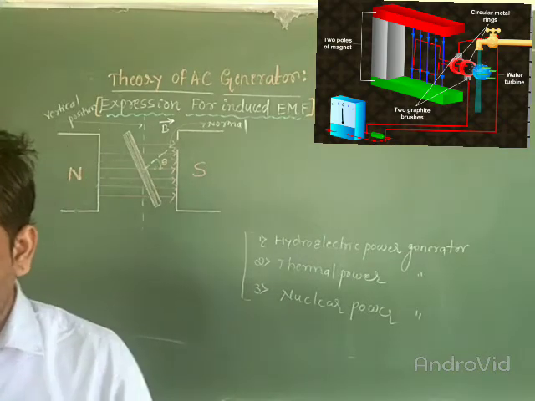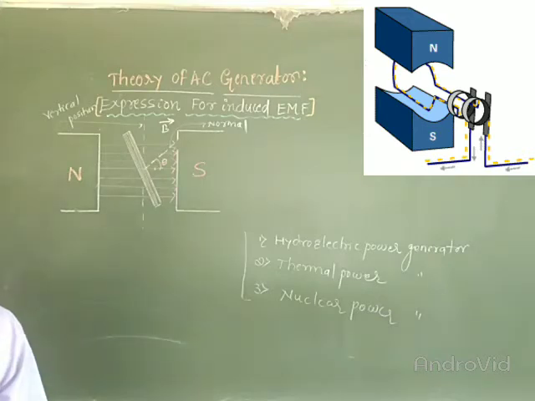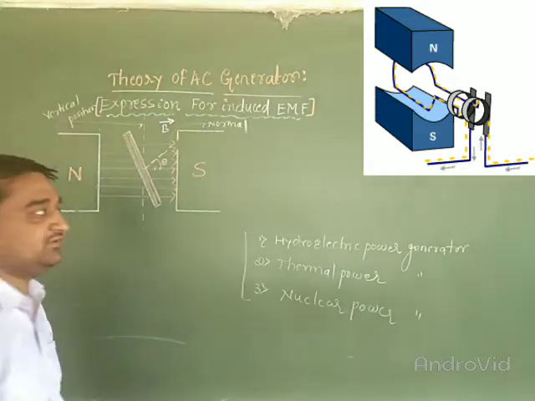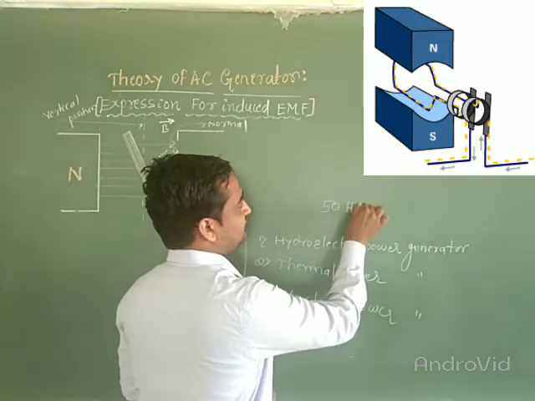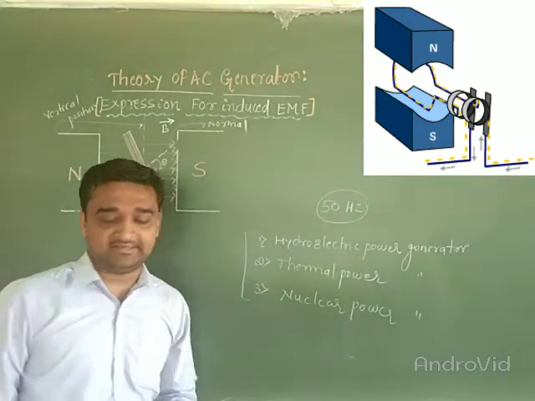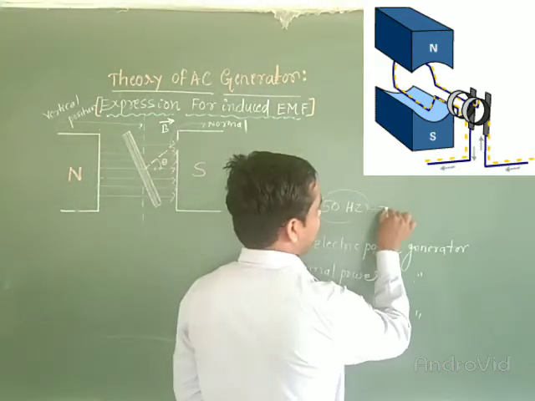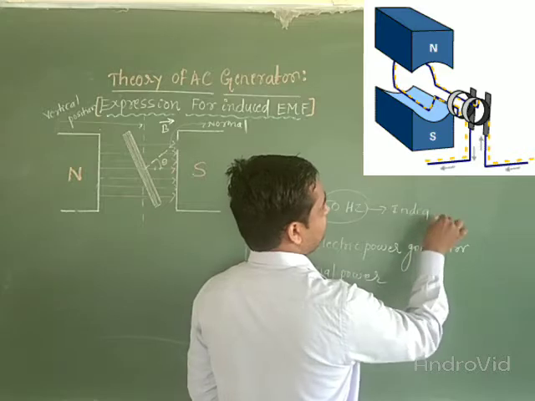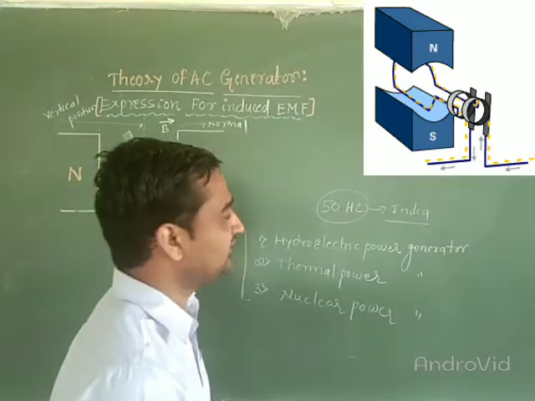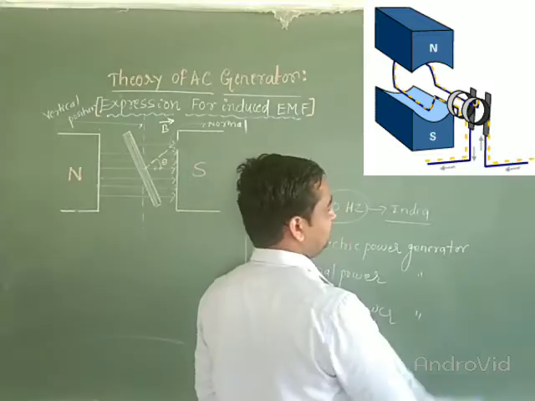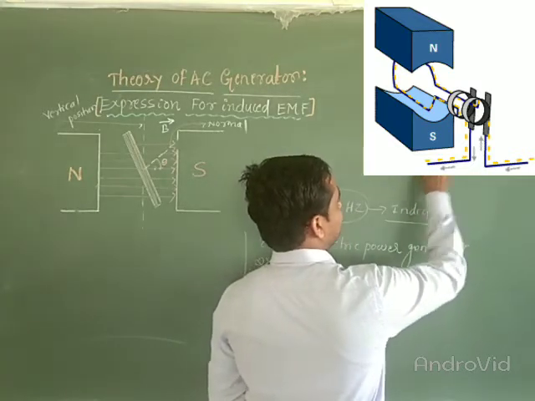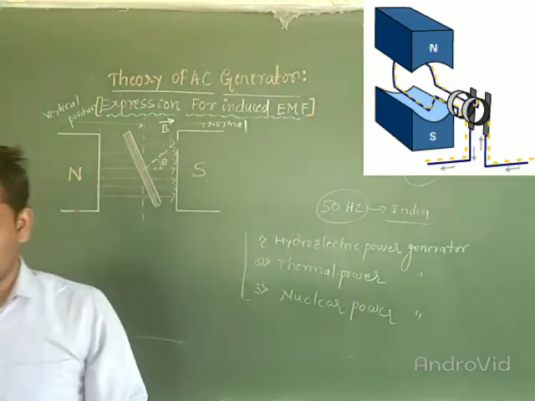In most of the generators in modern days, the coils are held stationary and the electromagnets are rotated. The frequency of rotation is 50 Hz in India, and in some other countries such as the USA it is 60 Hz. The frequency of AC in India is 50 Hz, and the frequency of AC in USA is 60 Hz. This is one of the important points you have to note down.